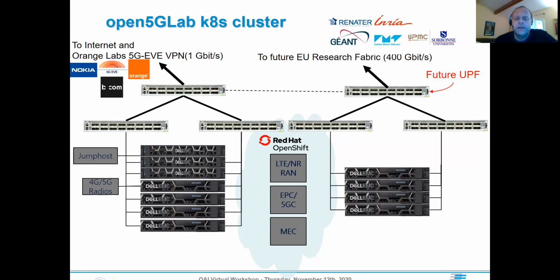So we basically have a couple of top-of-rack switches, a bunch of servers, and in here we run Red Hat OpenShift, in which we instantiate both the RAN components, so you can see the LTE and NR RAN, the EPC, and soon the 5G core as well in here. And there is also some work going on with partners at EURECOM on mobile edge compute functions inside this cluster as well. So that is our basic experimental infrastructure for cloud native deployment of OpenAirInterface.